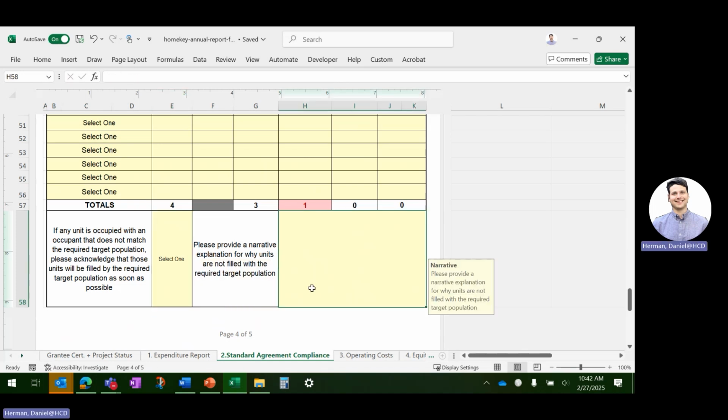And then the last part, if you have a unit that is occupied with someone who's not part of the target population, please provide a narrative explanation for why units are not filled with that required target population, and address perhaps why that's the case.